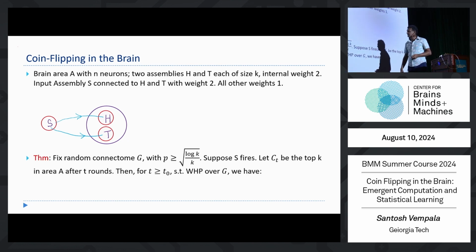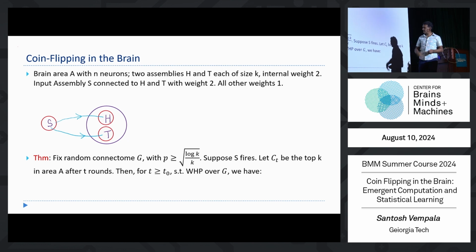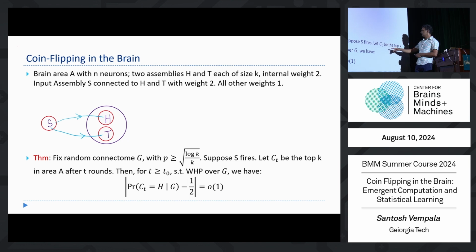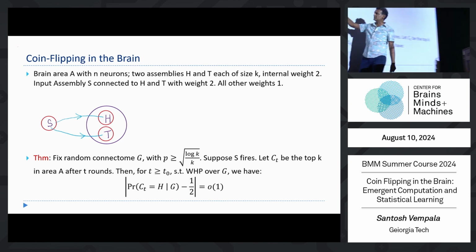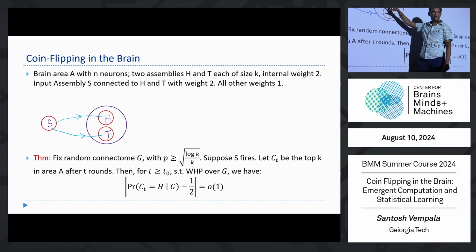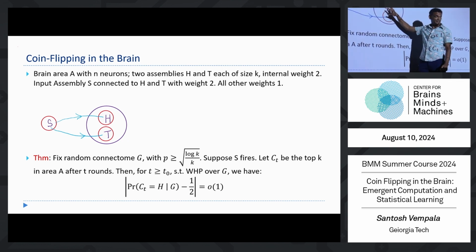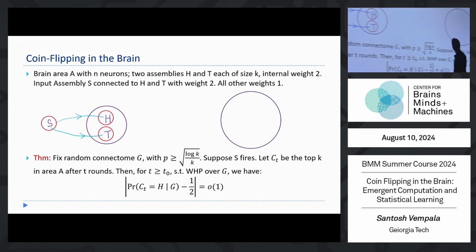Now, here's the theorem. We need a little bit higher density than before. Okay, we need density about 1 over root k, where k is the subset that we're picking. Now let's say S fires, that's the thing that says pick. And C_t is the top k neurons at round t. So S will fire some cap here, some top k, and then there's a next top k and next top k and so on, in this area. Now, here's the claim.